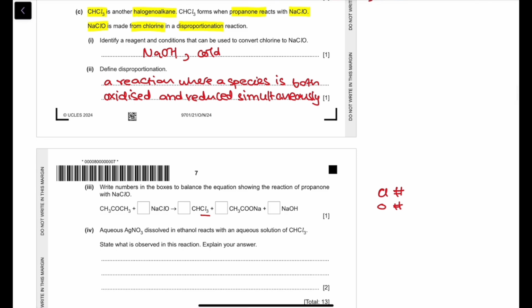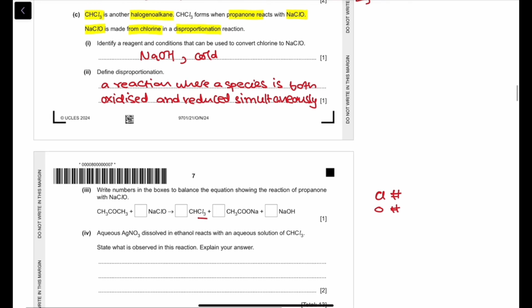It says here, define disproportionation. Disproportionation is a reaction where a species is both oxidized and reduced simultaneously. For example, in the reaction where chlorine reacts with sodium hydroxide, this is the equation that takes place.